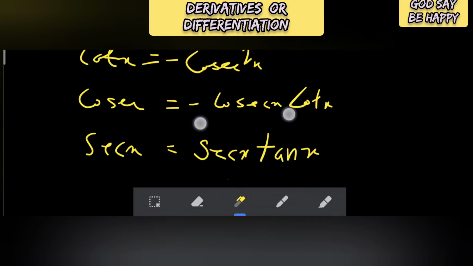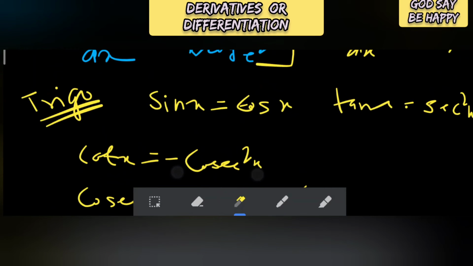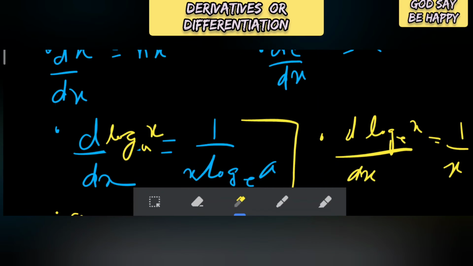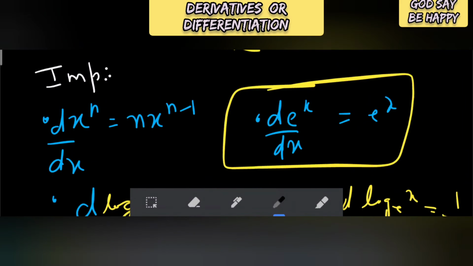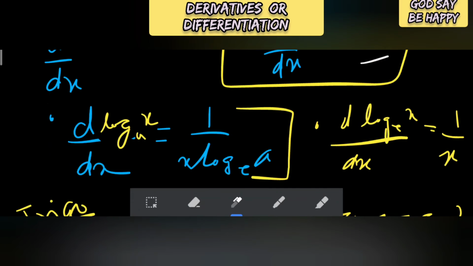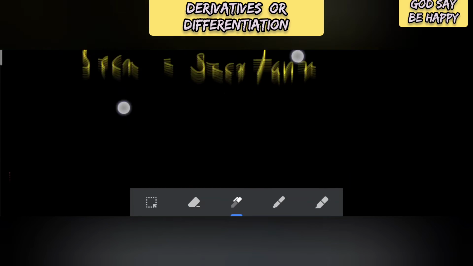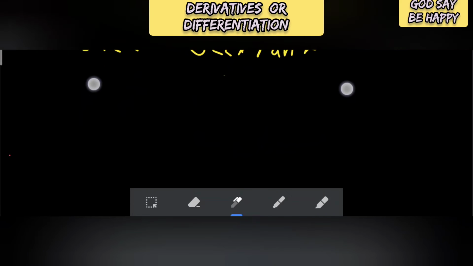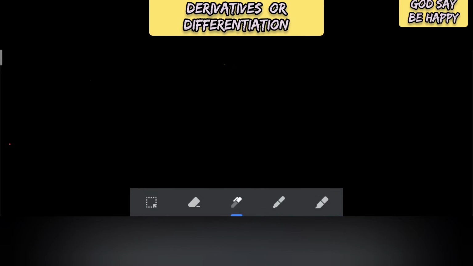Now, from these, let's take this one and prove its derivative. So we shall prove the derivative of e to the power x. We should prove this with the first principle method. First principle method we should use, like write FP.